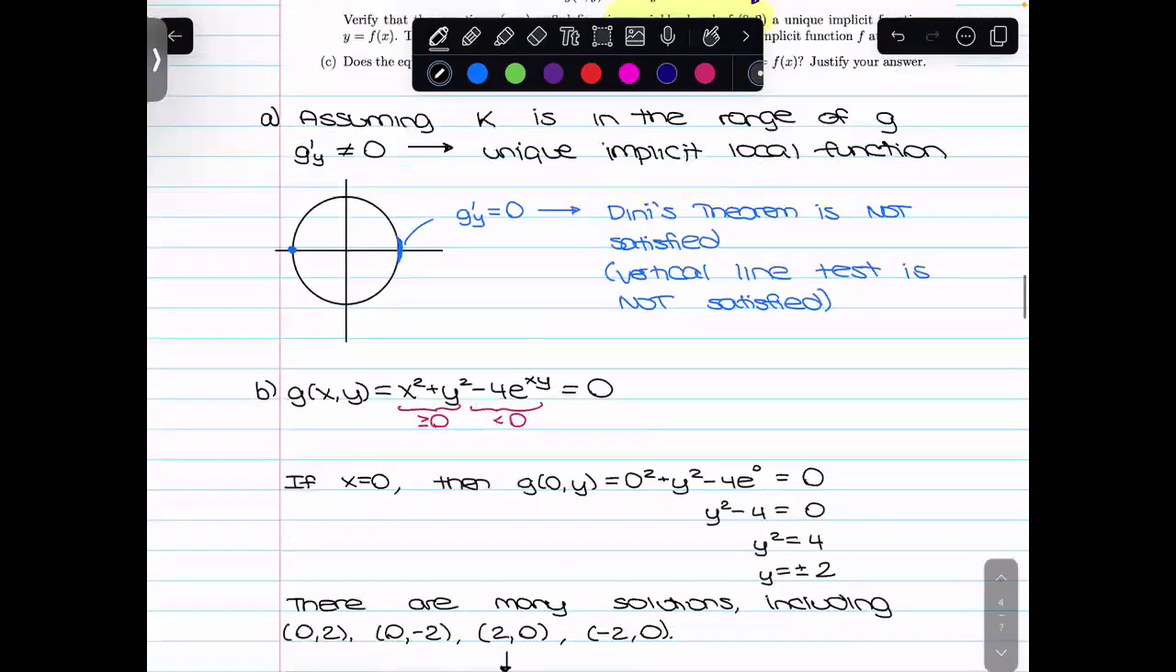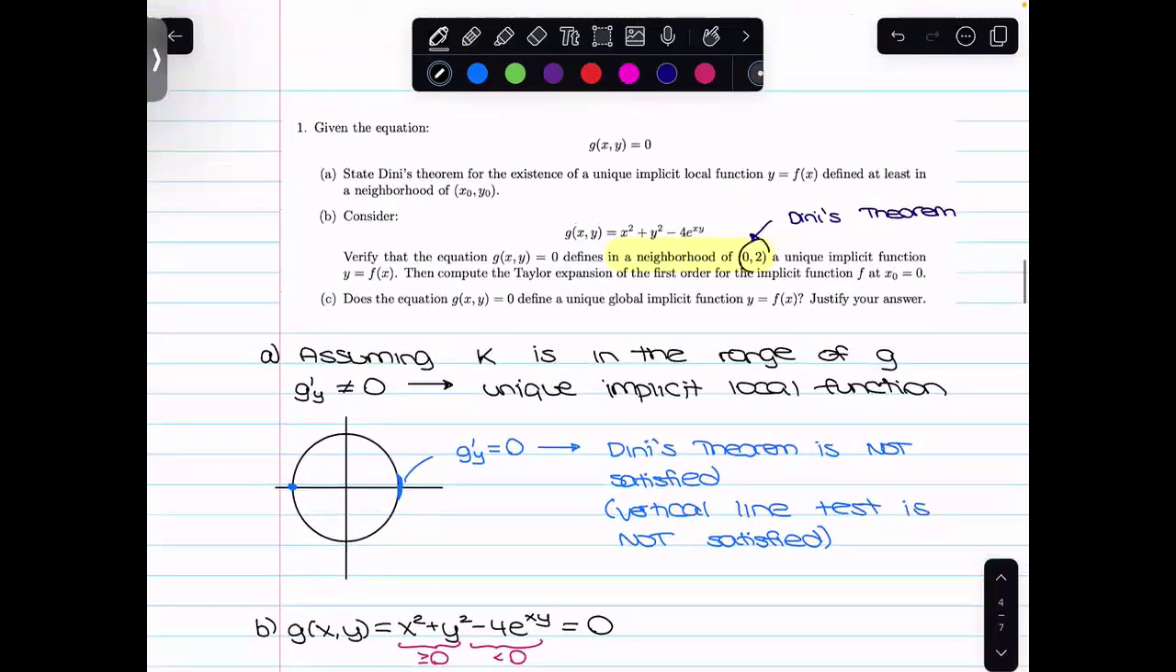Also, one little thing that I just noticed: if they give you a point, most likely the point is going to satisfy the equation. So I didn't even see that earlier. But you could have just plugged it in right away and seen that 0, 2 is a solution. Just make sure you realize that it's not necessarily the only solution.